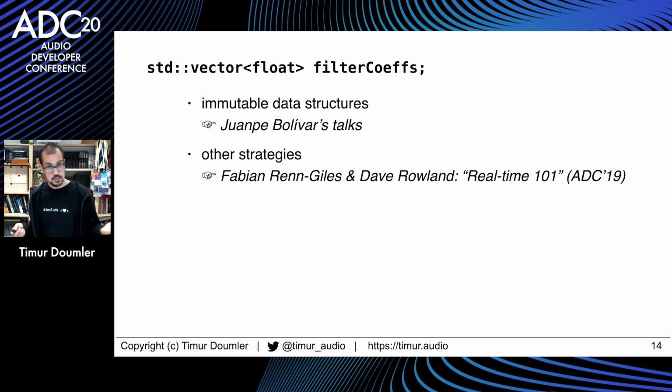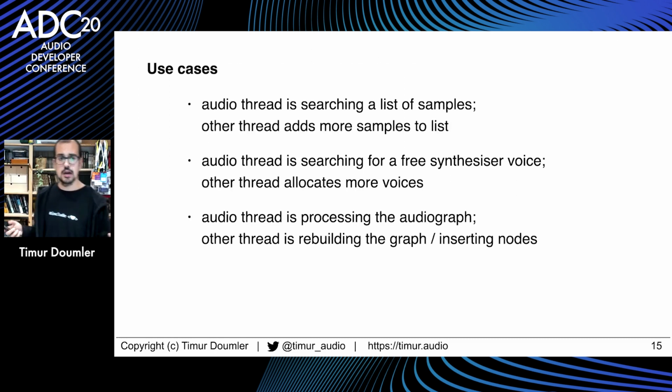And so what I did was I looked at typical use cases where this occurs. When I was first putting together this material, I was working on a code base with a sampling engine that had locks in various places. So I just looked at where those locks are, and it turns out there are a few typical use cases where these locks occur. For example, an audio thread is searching a list of samples, like audio files, and at the same time another thread adds more samples to that list, like loading samples, right? So that's an example of a shared data structure.